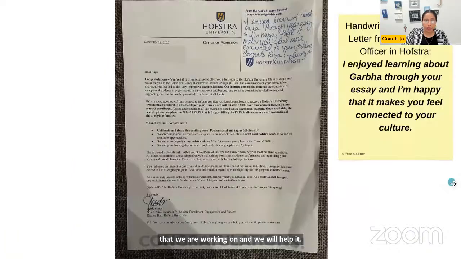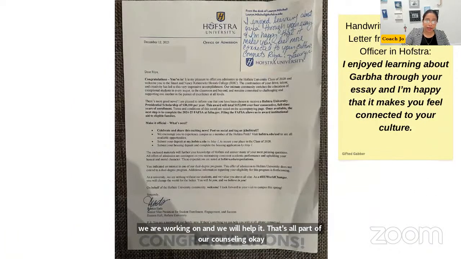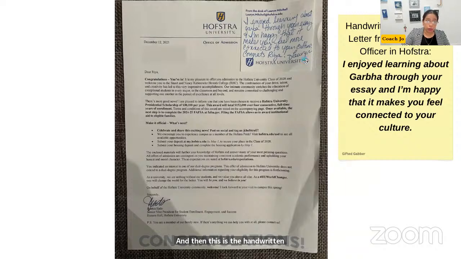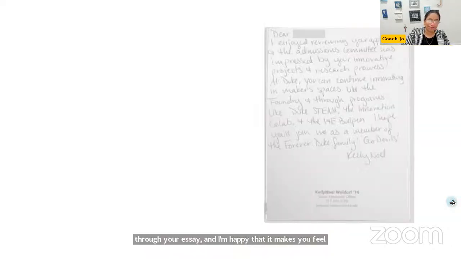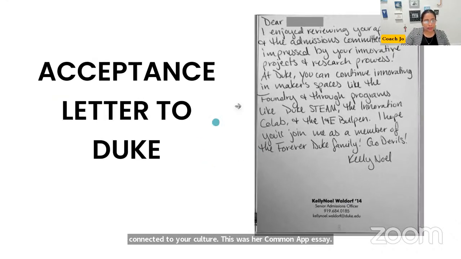Okay. And then this is the handwritten note from the admission officer of Hofstra. It says, I enjoyed learning about Garba through your essay, and I'm happy that it makes you feel connected to your culture. This was her Common App essay. Okay. And this is an acceptance letter to Duke.